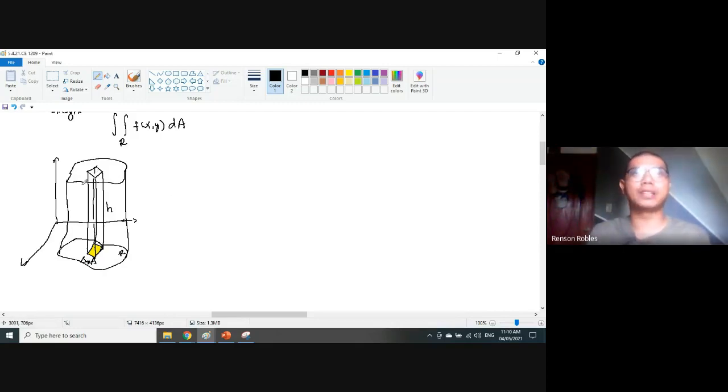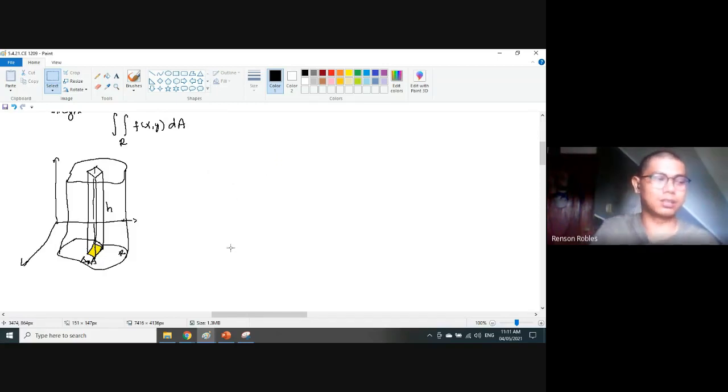And then what will happen is that we have to use infinitely many of this kind, so that we can approximate our volume to the nearest possible answer. Okay? So if we use infinitely many of this kind, the bases become smaller and smaller, so it will become thinner. And that's the idea of double integration.